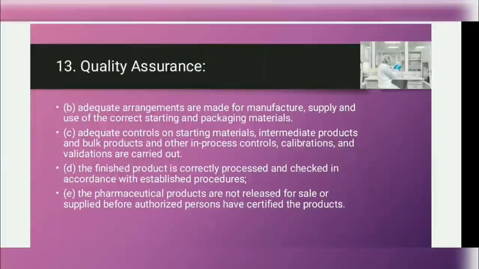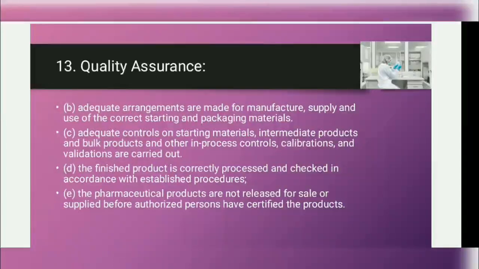Adequate arrangements are made for the manufacture, supply, and use of correct starting and packaging materials. Adequate controls on starting materials, intermediate products, and bulk products. Calibrations and validations are carried out. The finished product is correctly processed and checked in accordance with established procedures, and the pharmaceutical products are not released for sale or supplied before authorized persons have certified the products.